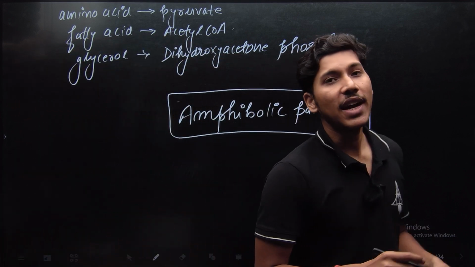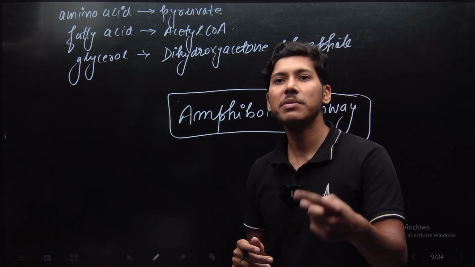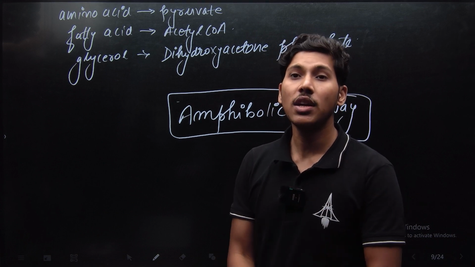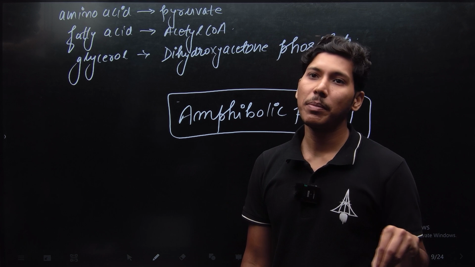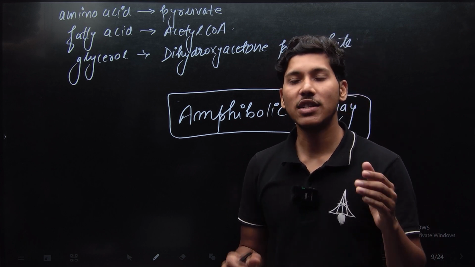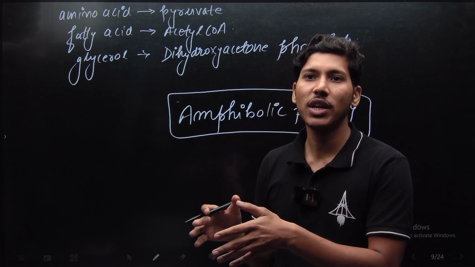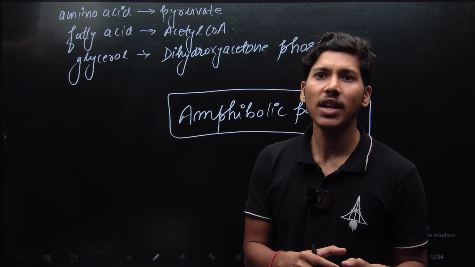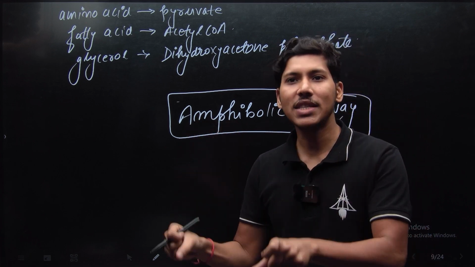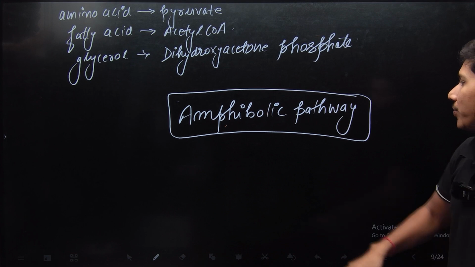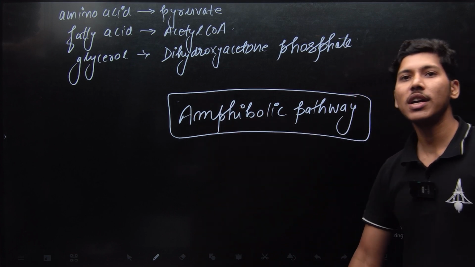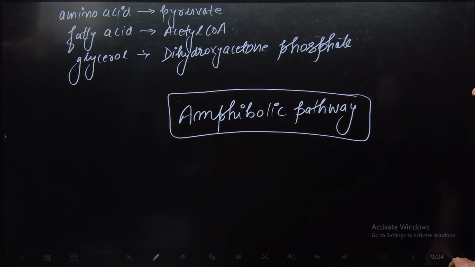One more thing is that our respiration seems to be a catabolic reaction, but during the course of respiration there are many intermediates which are also produced. That's why it is not strictly a catabolic reaction, it's also an anabolic reaction. So it is anabolic plus catabolic, which is known as an amphibolic pathway. Okay, which is known as amphibolic reaction or amphibolic pathway.